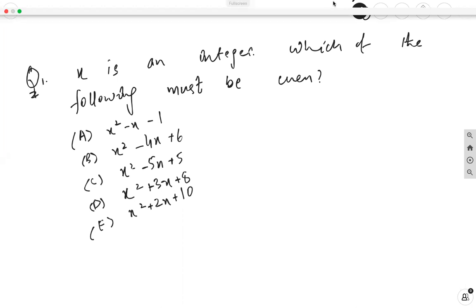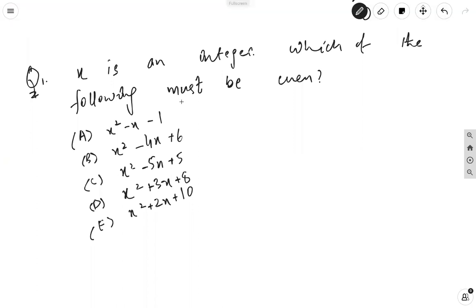I think the answer is E. The answer is D. We are having multiple answers. Anyone else? I think it must be A, C, and D. So can it have multiple answers or one answer? Only one answer. D.